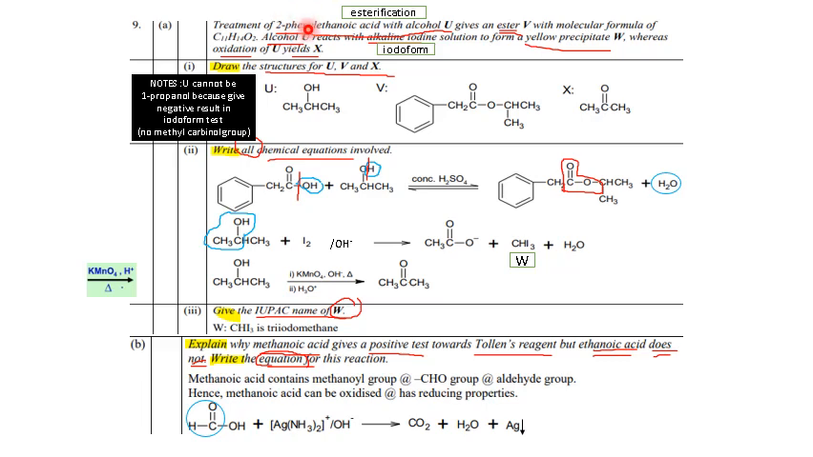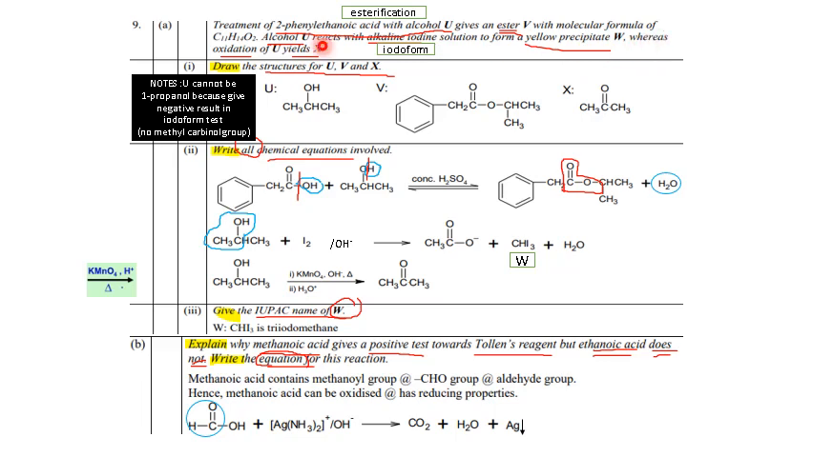Phenyl is a benzene ring, already 6, 7, 8 carbon. So here is another 3 carbon compound. So U is a 3 carbon alcohol. Alcohol U reacts with alkaline iodine solution to form a yellow precipitate. So for this alcohol, there is a methyl carbonyl group because it gives the positive test towards the iodoform test.